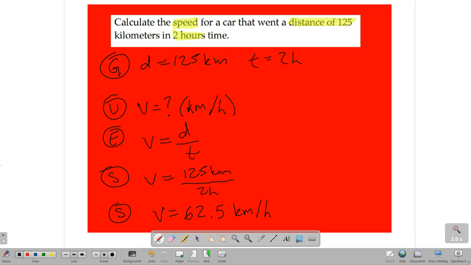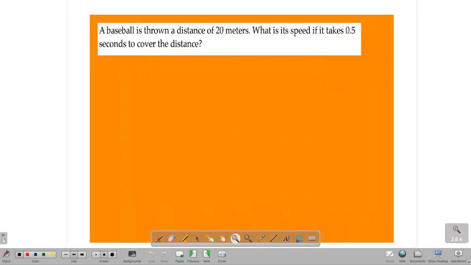All right. Let's go ahead and move on to the next problem. All right, so this one says a baseball is thrown a distance of 20 meters. So right there, it's given us something. Distance is equal to 20 meters. What is its speed? Okay, so that was the unknown right there. It said, what is its speed? So v equals question mark.